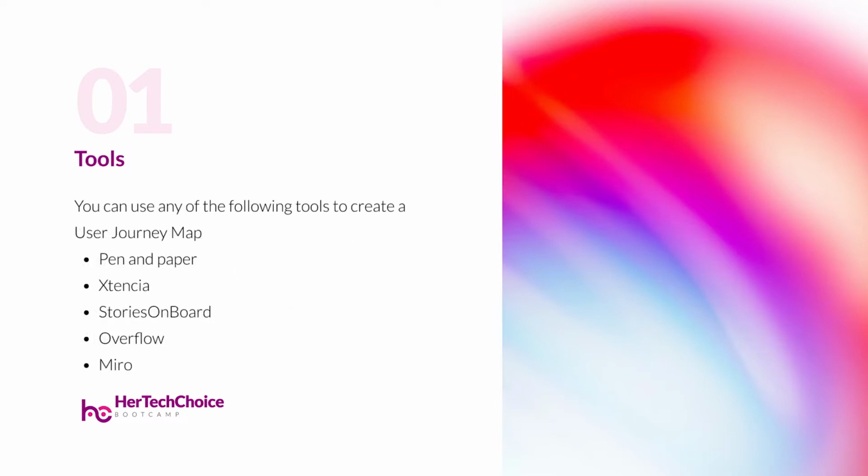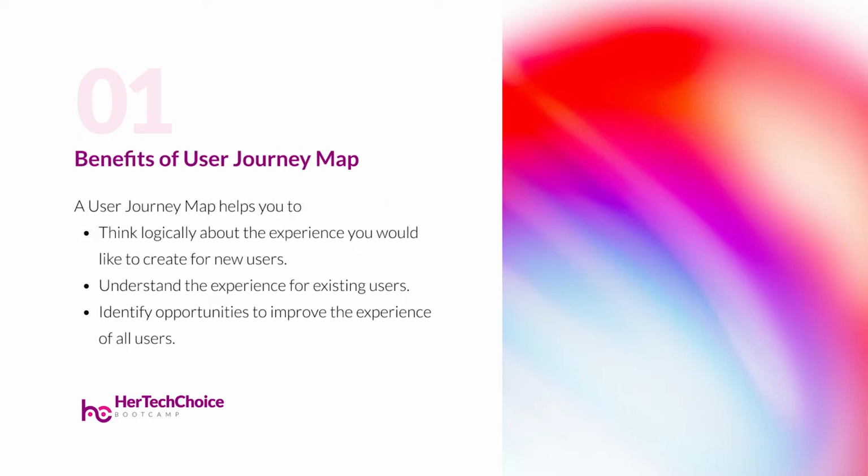Okay, these are tools you can use to create a journey map. You can use your conventional pen and paper, Xtensio, Storyboard, Overflow, and Miro. Then the benefits of a user journey map. A user journey map helps you to think logically about the experience you would like to create for new users, understand the experience for existing users, and it will also help you identify opportunities to improve the experience of all users in general.